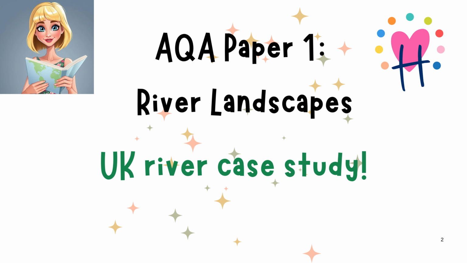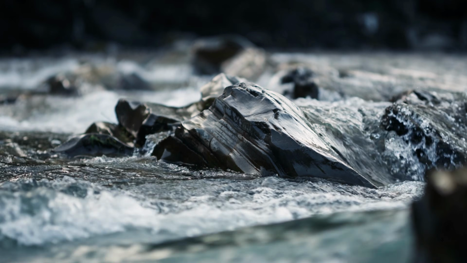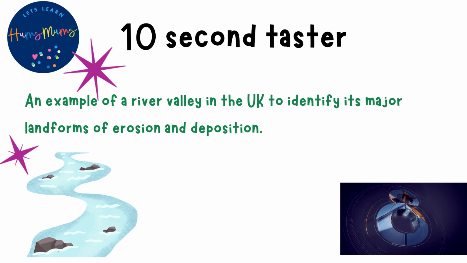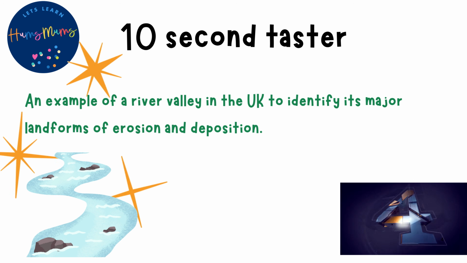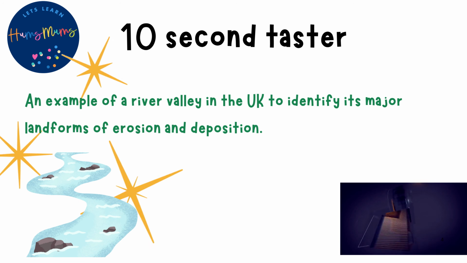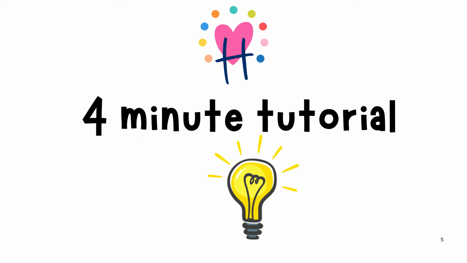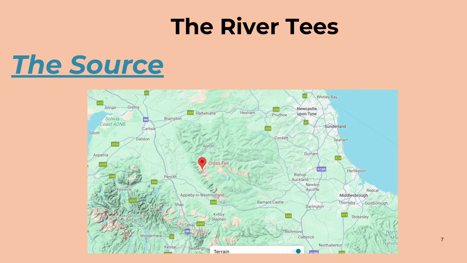Today we're going to be looking at a UK river case study, and this is for paper 1 on AQA GCSE Geography. So hopefully we are going to be looking at a full course of the River Tees today, and the landforms of erosion and deposition and the processes that have gone into that. So it's a slightly longer tutorial today, and I apologise for that, but we want to smash through this today and make sure we cover all the landforms, all the key essential processes. And I'm going to be talking about some of the human influences on this river as well.